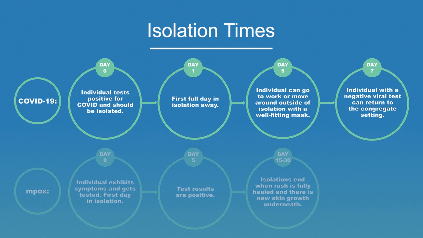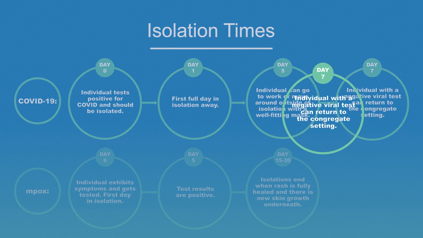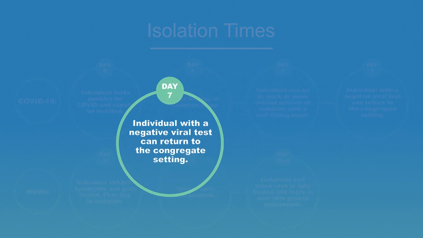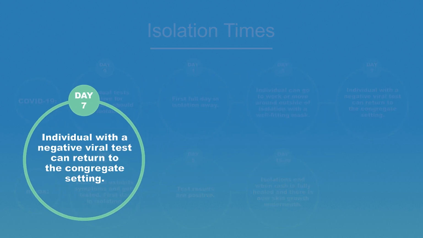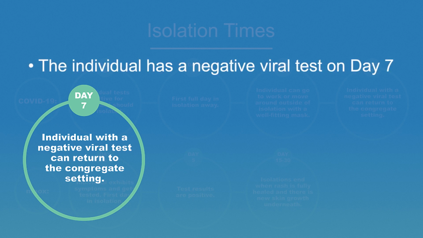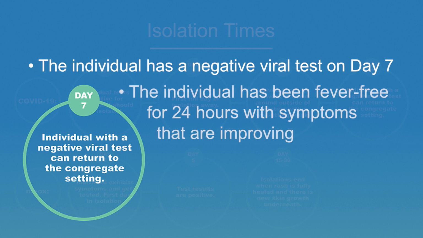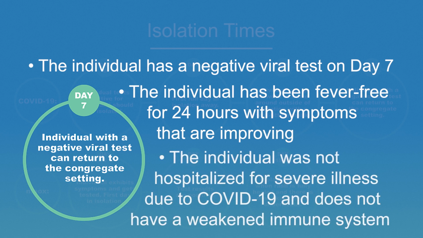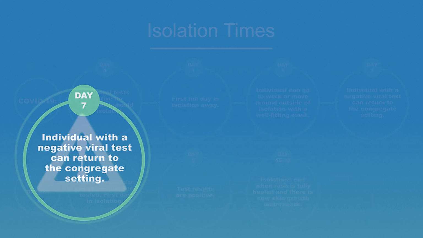Symptoms should be monitored over the 7-day period. Please note that the 7-day isolation period is contingent on several factors, including the individual has a negative viral test on day 7, the individual has been fever-free for 24 hours with symptoms that are improving, and the individual was not hospitalized for severe illness due to COVID-19 and does not have a weakened immune system. If the individual meets all of these requirements, then the shelter could choose the 7-day isolation period.